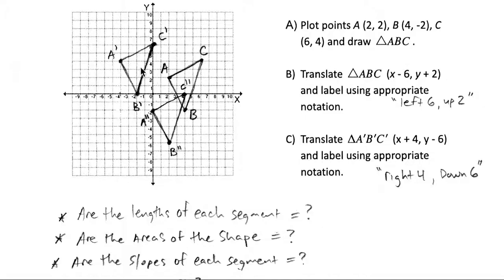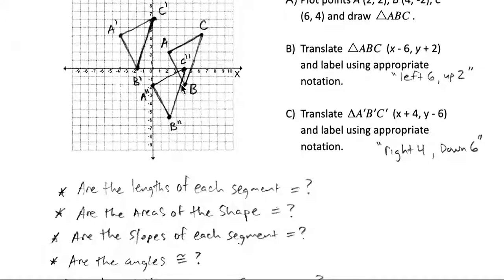We can see that the areas of the 2 shapes are the same. We could use our area formula for triangles to prove that if we needed to. We can also see that the angles at each vertex, so angle A prime here is equal to angle A here in our original triangle. So all of the vertex angles are the same.